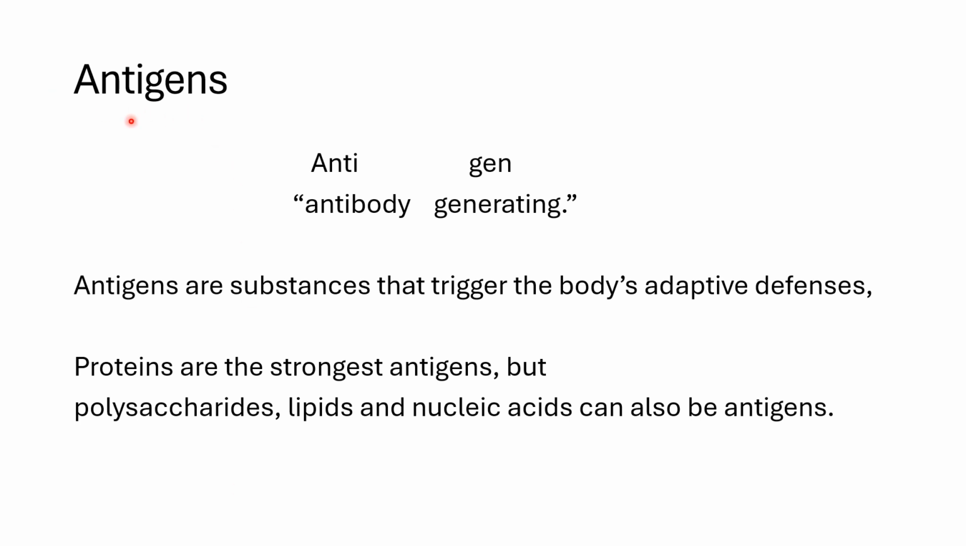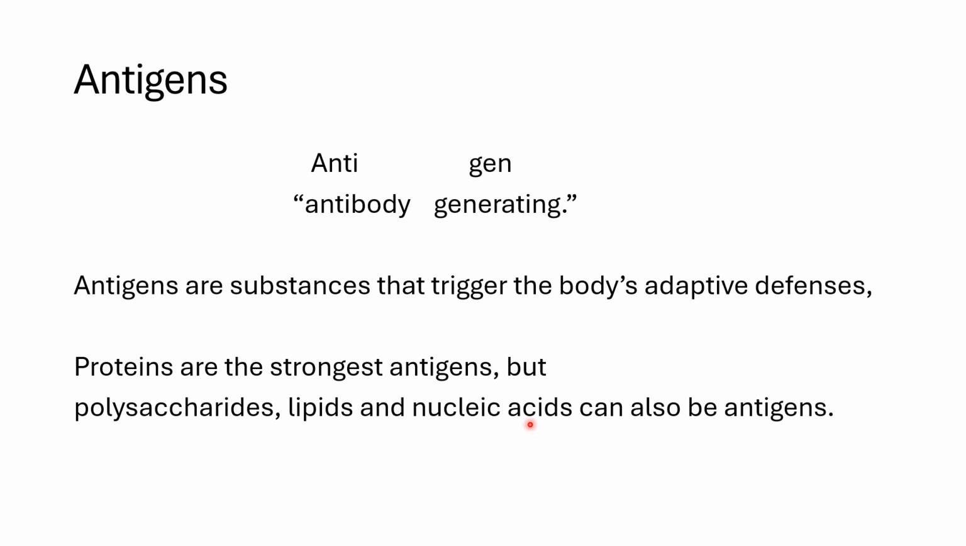Now let's see what antigens are. Antigens are substances that trigger the body's adaptive defenses, and then the body's adaptive defenses mount a response against the antigen. Antigen is actually a short form of antibody generating. So an antigen is a substance which generates antibodies from the adaptive defenses. All right, so antigens can be proteins. Proteins are actually the strongest antigens. But they can also be polysaccharides, lipids, nucleic acids. They can also be antigens.